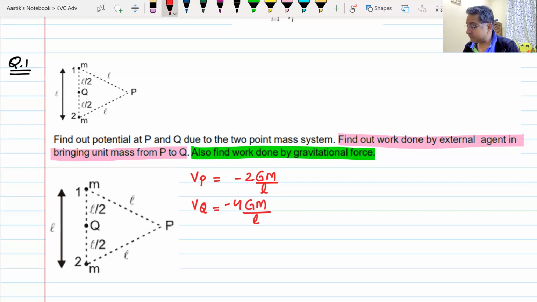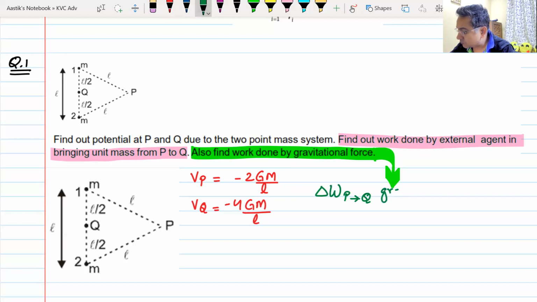Okay, now there is a unit mass, so the mass is 1 kg. Now you have to find out the work done by gravity. Let us first find the work done by gravity. How will you find the work done by gravity in bringing a unit mass from P to Q? If you divide it by the mass, that will be equal to the potential difference between P and Q.